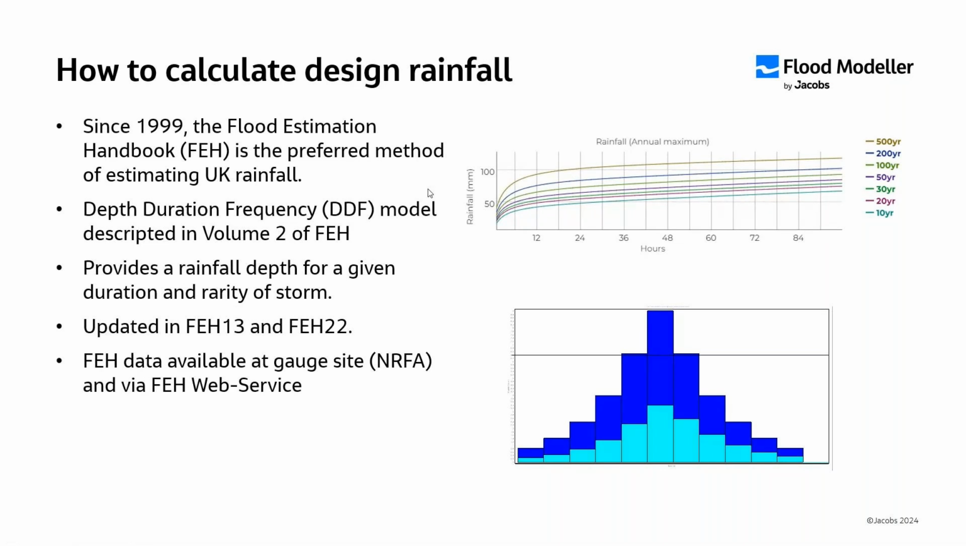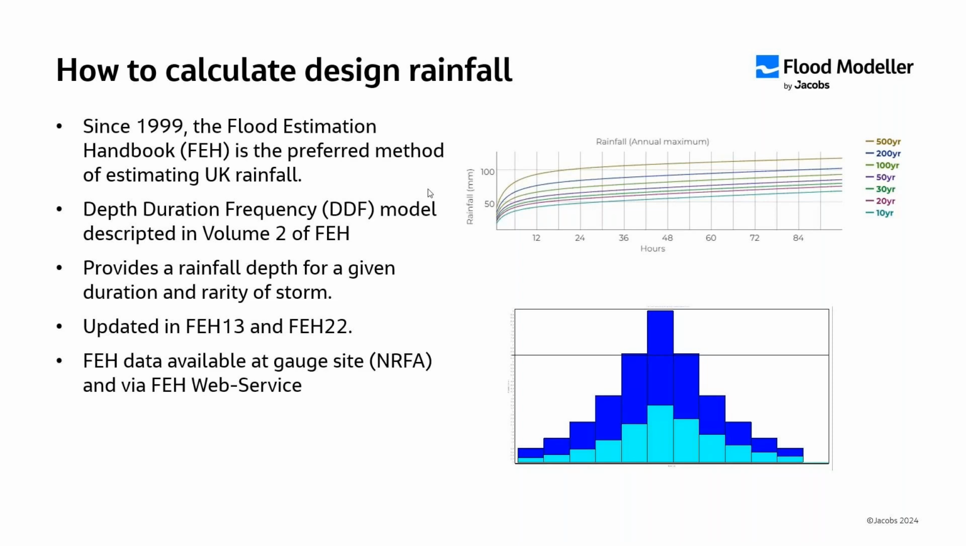So this provides you with a rainfall depth for a selected duration and rarity of storm. The original FEH work was updated in FEH 13 and again in FEH 22 to take account of the most recent data available. So it's great this data set's been kept up to date, drawing in more and more gauge data, longer records, and particularly with FEH 22, a lot of effort was put into improving the quality of the data in the analysis.